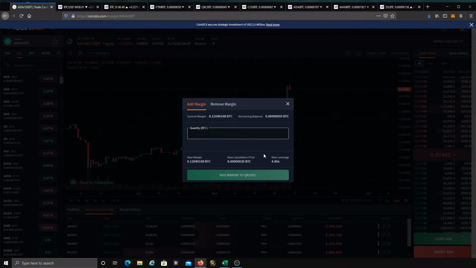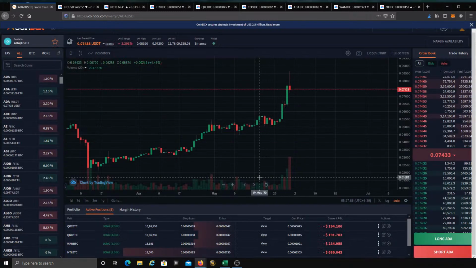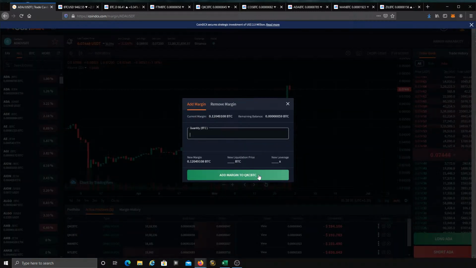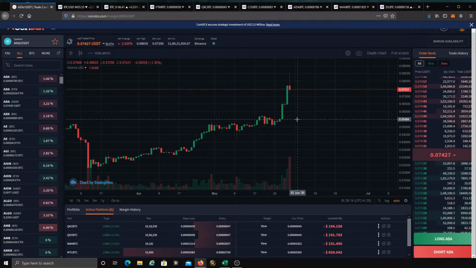I don't have any free money in Bitcoin right now, but I can add in a quantity. Say if I wanted to put 0.01, you would see what your new margin is down here, what your new leverage is down here. So by adding the margin, I can lower my liquidation price. So if things start getting heated on Cork Chain, for example, my liquidation price is at 39. I can click this add margin button and average in a little bit more Bitcoin to lower my liquidation price, maybe get it down to 35 or something.